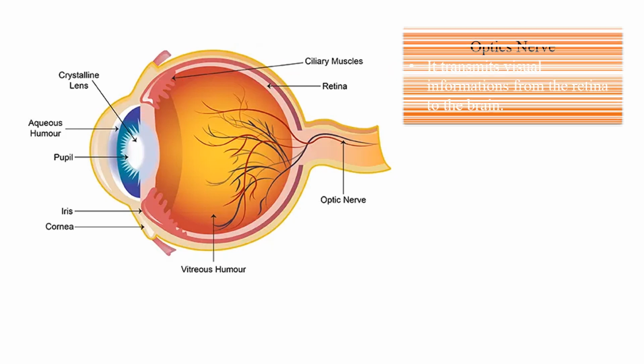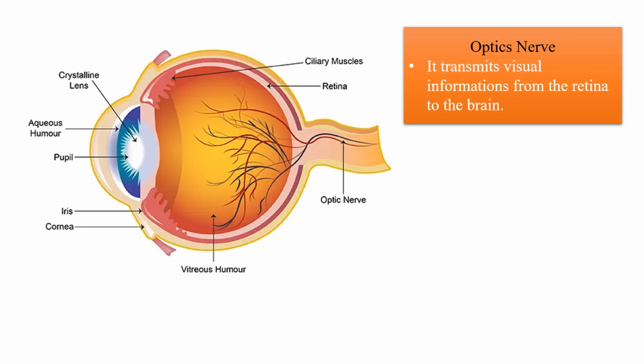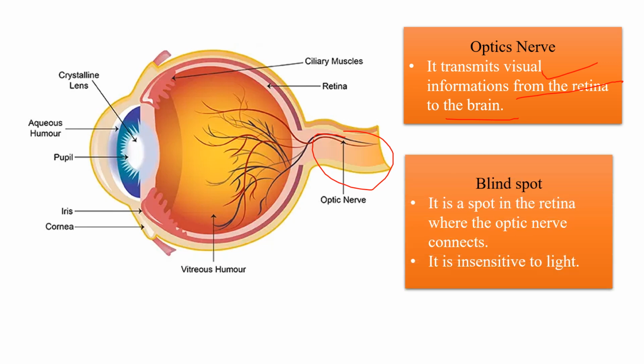Now next we'll talk about the optic nerve. What does this optic nerve do? It transmits visual information from the retina to the brain. It gives the sensation to the brain. Now this blind spot, it is the spot in the retina where the optic nerve connects. It is insensitive to light.